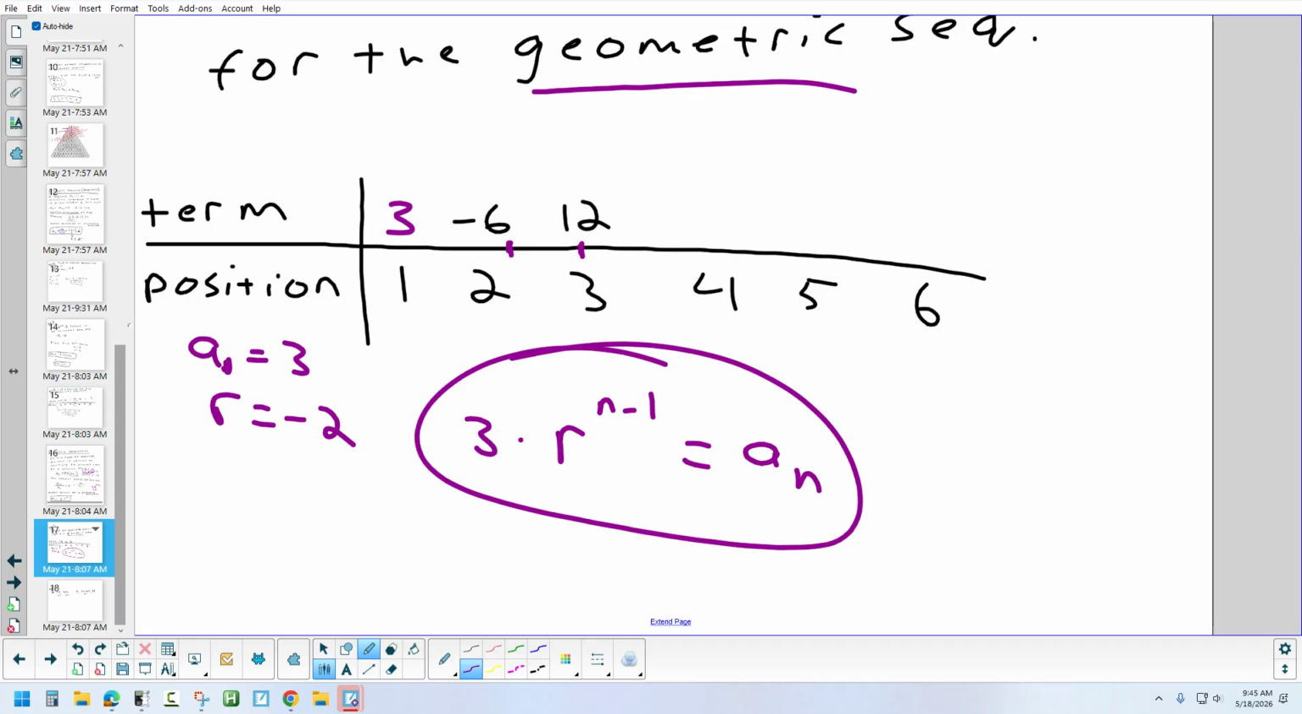So tomorrow, you're going to look at a series. A series is when you take all the numbers in a sequence and add them up. Tomorrow, it will be all finite sequences, meaning that they stop somewhere. Thursday, when we get back together, we're going to finish up with infinite sequences.